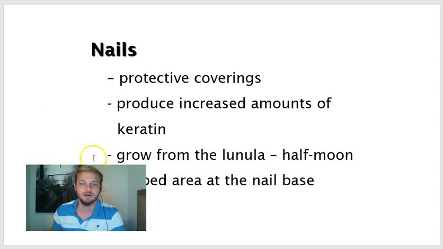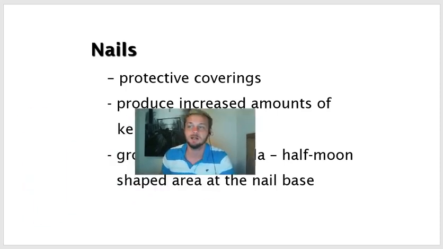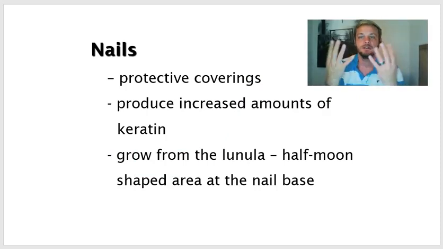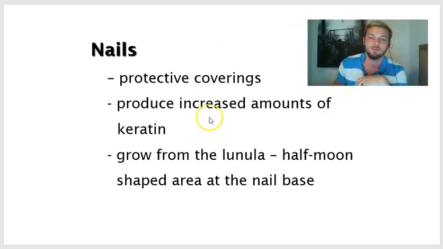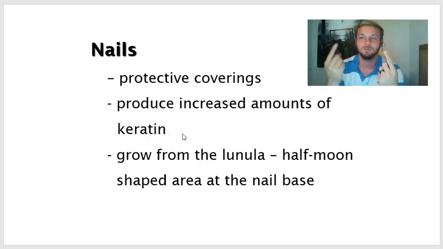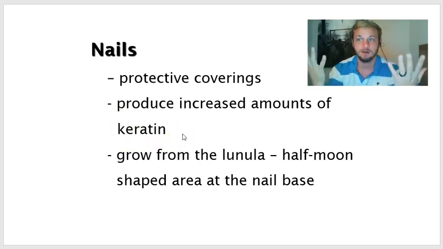And then we have our nails. Your fingernails are protective coverings. They're going to cover the ends of your digits, fingers and toes, and they produce a lot of keratin. So fingernails, hair, made of the same stuff, made of keratin. The nail grows out from the lunula. Man, I have a hard time saying that one.